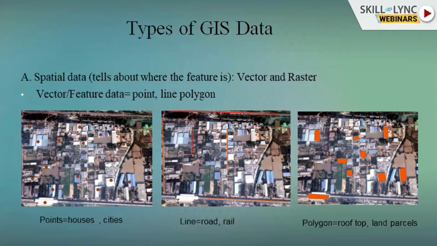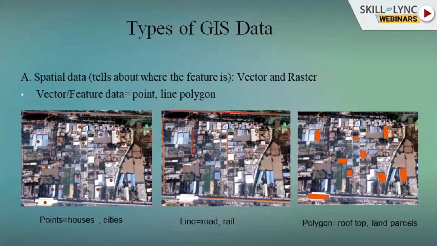So let me give you an example of each of these: point, line, and polygon. Starting from the left-hand side, you can see an image where some red dots are there. So what are these red dots? These red dots are representing houses and cities. Such type of point data we can use in GIS to convey information about houses, places, cities, and various locations.